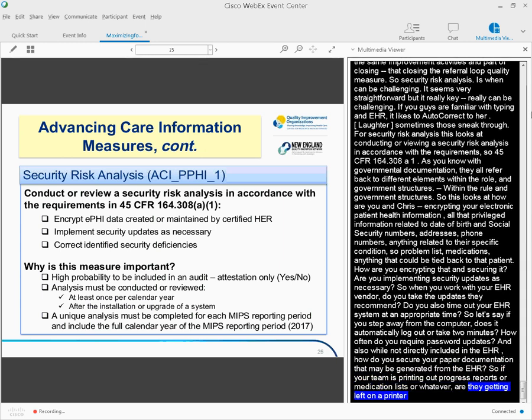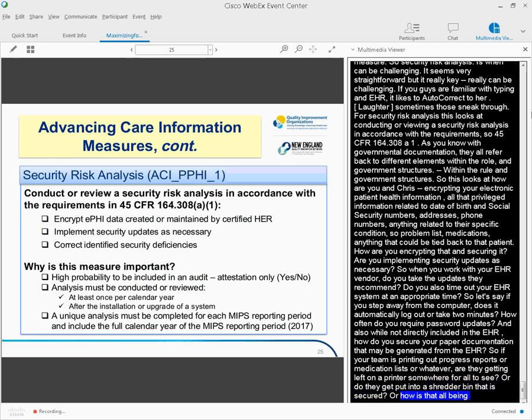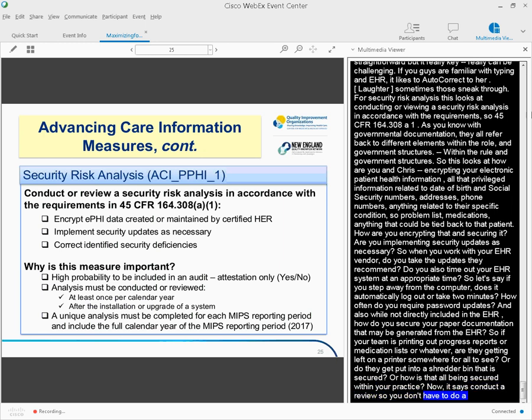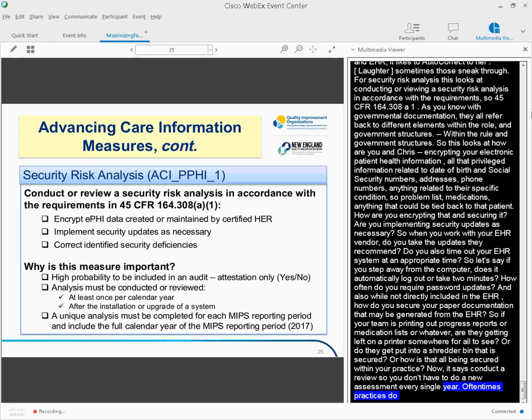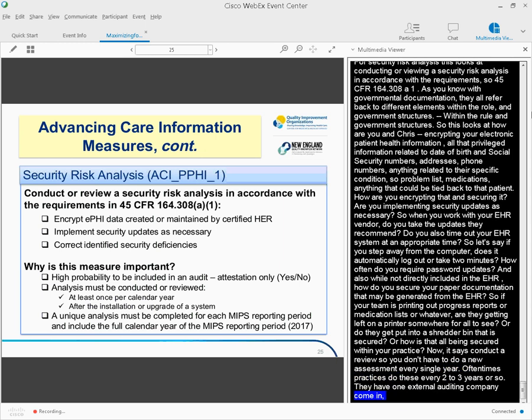Now, it says conduct a review, so you don't have to do a new assessment every single year. Oftentimes practices do these every 2 to 3 years or so. I've seen external auditing companies come in, they look at every aspect of your practice and your organization to make sure you've met all the requirements. This goes back to HIPAA requirements, the Health Insurance Portability and Accountability Act.